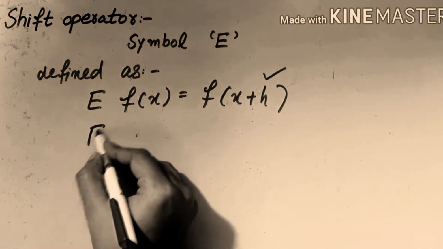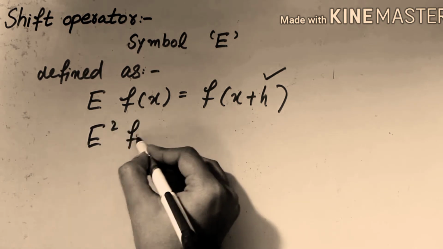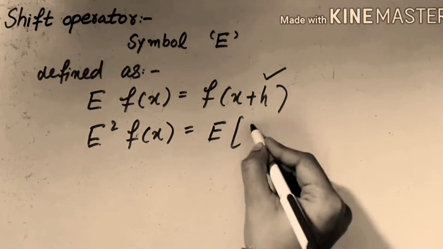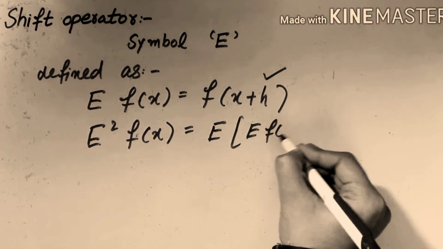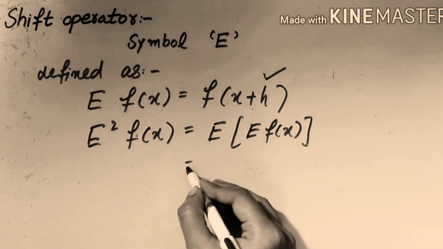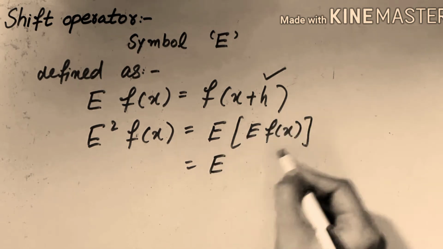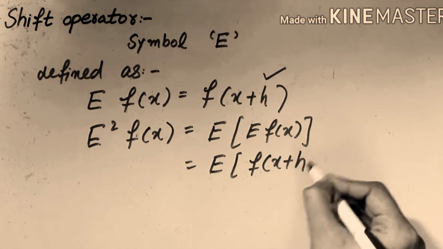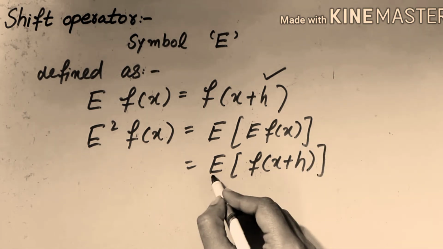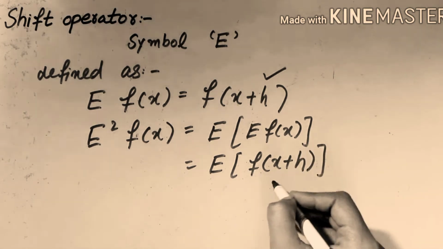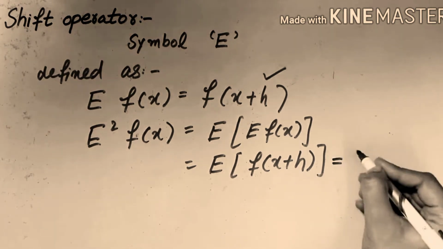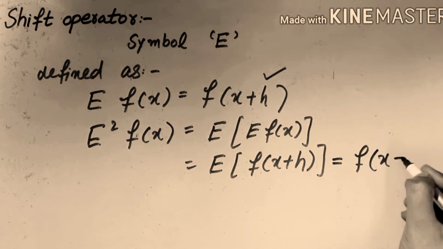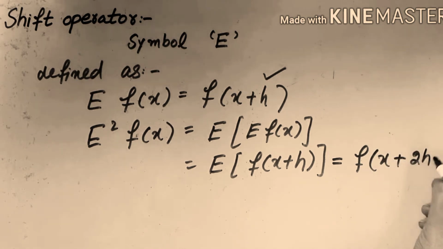In the same way, E square f of x is E applied to E f of x. When we apply the shift operator on f of x, it becomes f of x plus h. And finally, when we apply the shifting operator on f of x plus h, there is an increment, so it becomes f of x plus 2h.